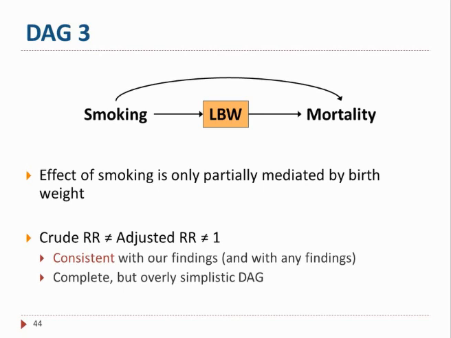And our crude and our adjusted estimates, neither one of them will be equal to 1. And this is consistent with what we found. But really, you could argue it would be consistent with any data that the crude and the adjusted are not going to be the same and would be different from 1. So because you have arrows between all variables on your DAG, we have a complete DAG here, it's going to be consistent with any data that we have.